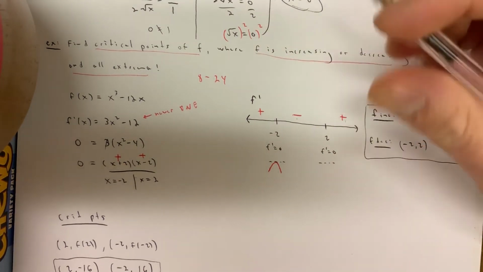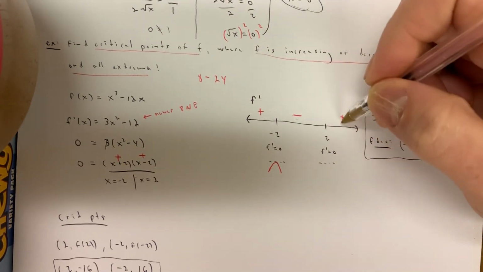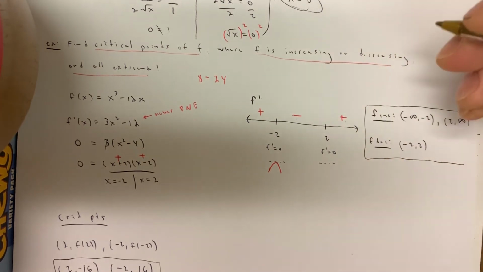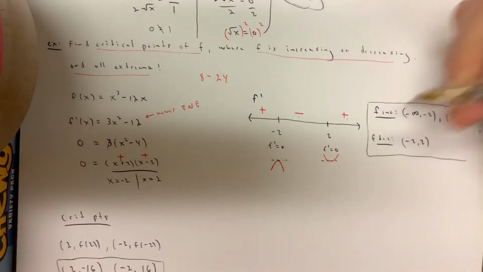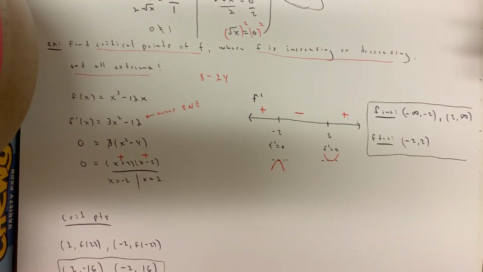And here at x equals 2, F prime changes from negative to positive. That means that the slope of F changes from negative to positive. That means F changes from decreasing to increasing. And that's a local min right there.